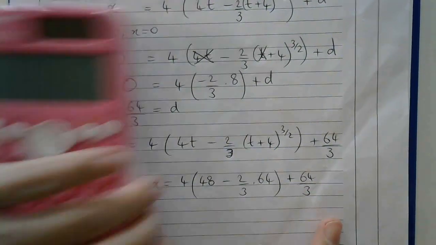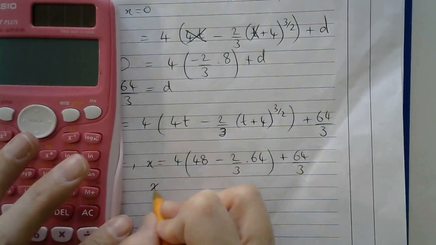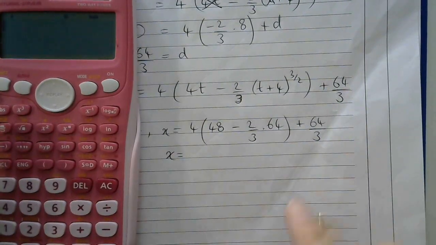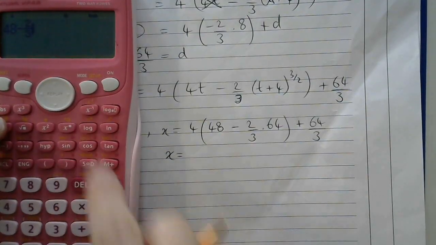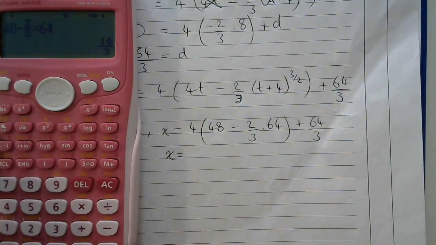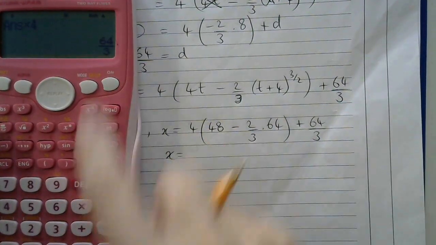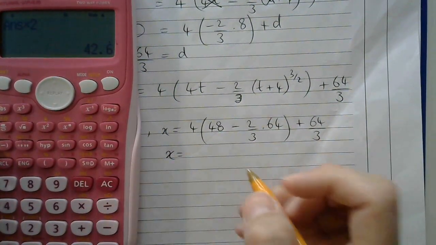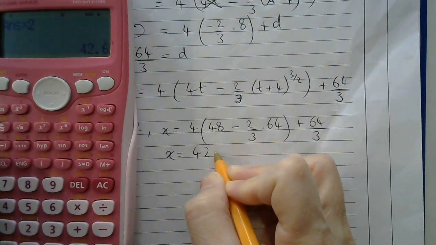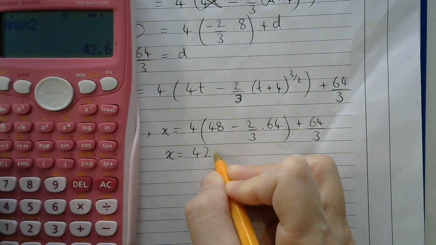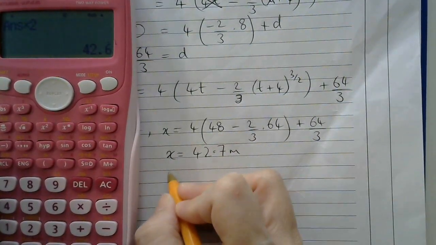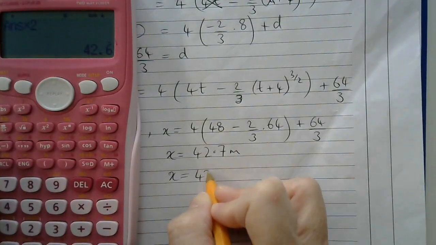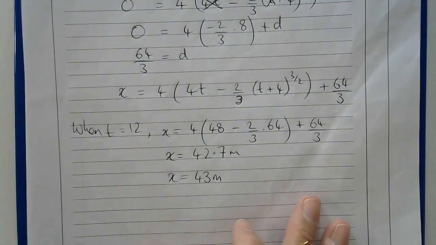So at this point, I'll now just pop everything into the calculator. And so I get, let's start here, 48 minus 2 over 3 times 64. That gets multiplied by 4, and plus another 64 over 3, so in other words doubled. And so I end up with 42.6 recurring. So I could either write 42.7, or I could write 43 meters if you prefer.